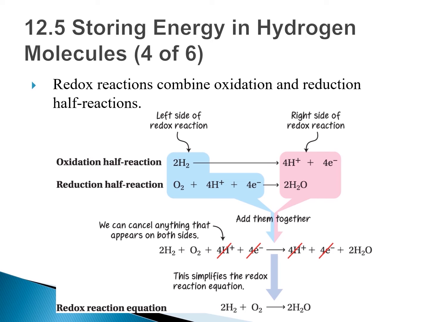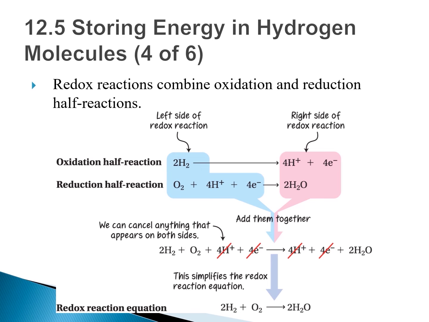To make them equal, we multiply everything in the oxidation reaction by a factor of 2 to get this equation here. Now that each of our half reactions has 4 electrons in it, we can add them together to make a redox reaction. We do this by combining everything on the left side of each half reaction and everything on the right side of each half reaction and putting them into a single new chemical equation. Then we cancel anything that appears on both the left and the right side of the chemical equation. After canceling out the protons and the electrons, we have a redox reaction that summarizes the chemistry that takes place in a fuel cell.